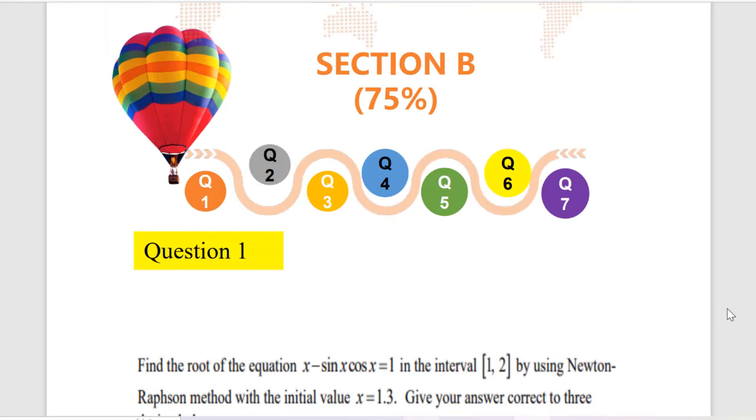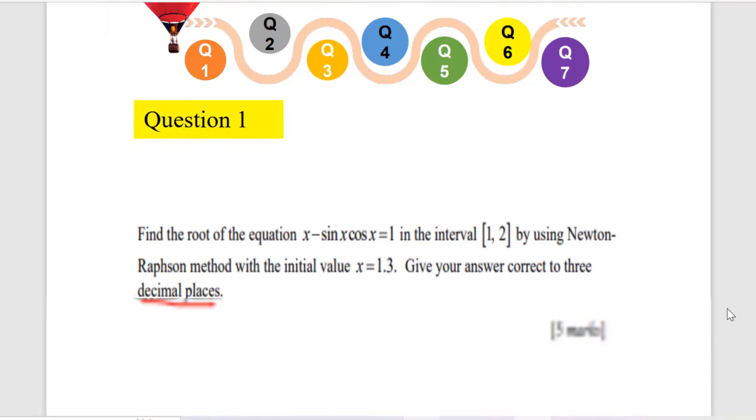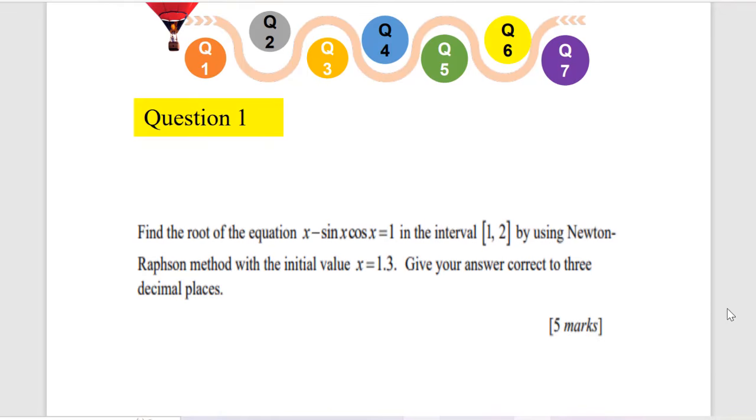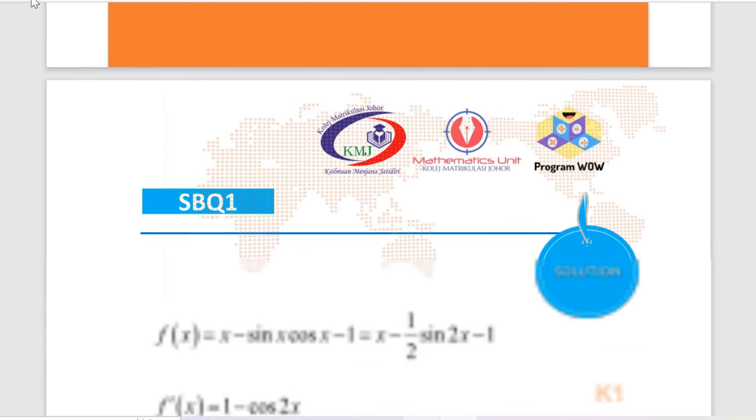Okay, now let's discuss section B. So, look at question number 1. Find the root of the equation x minus sin x cos x equals 1 in the interval [1, 2] by using the Newton-Raphson method with initial value 1.3 and give your answer correct to 3 decimal places. Okay, let's look at the solution.